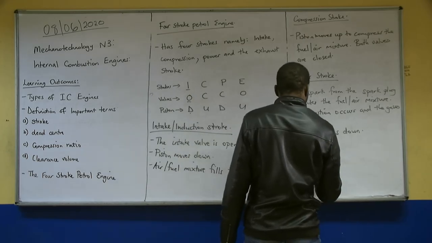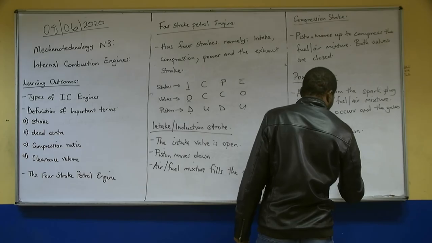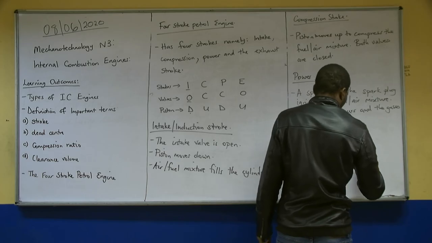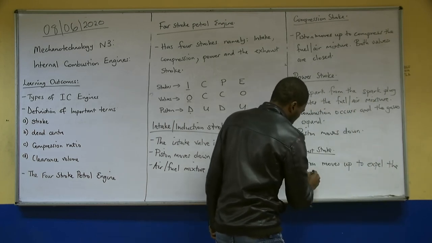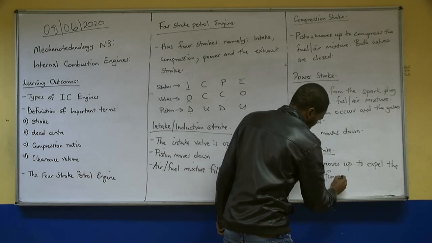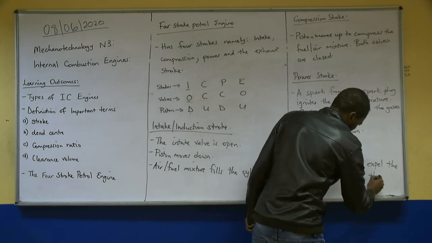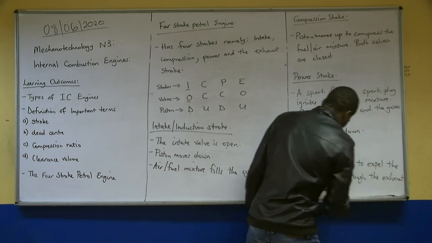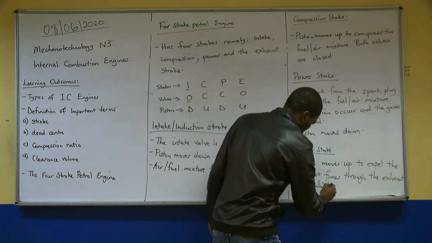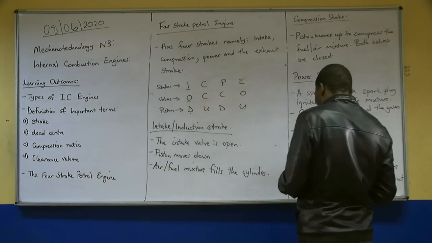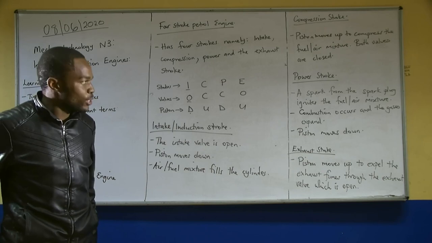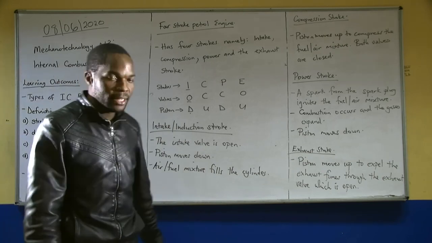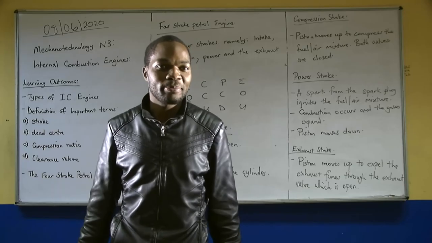Then the last stroke, which is the exhaust stroke. What happens during the exhaust stroke? Our piston moves up to expel the exhaust fumes through the exhaust valve, which is open. So this is just the summary of our strokes: the intake, the compression, the power, and the exhaust. Next time when we meet, we are going to look at the two-stroke petrol engine.